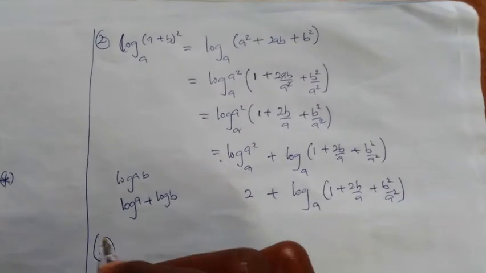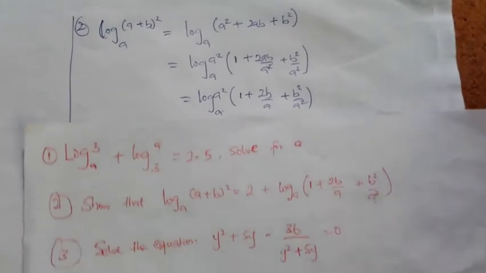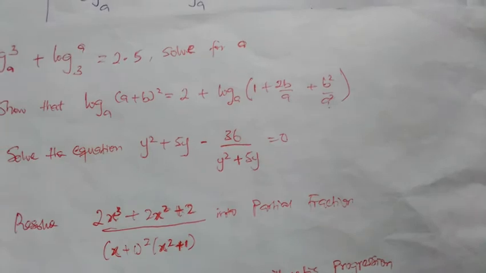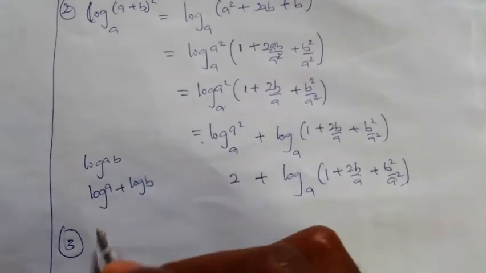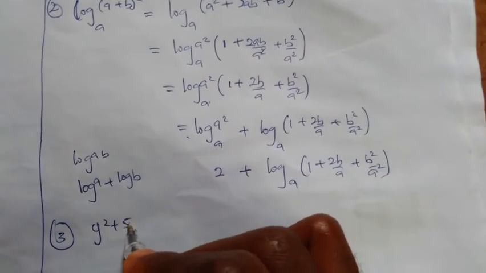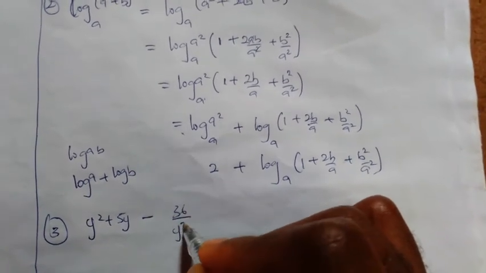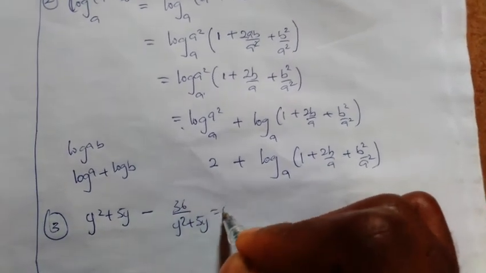So then for number 3, what do we have? Number 3, we have to solve this equation: y squared plus 5y minus 36 over y squared plus 5y equals 0.